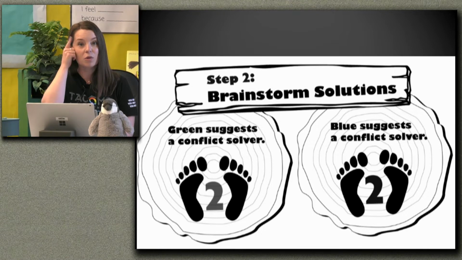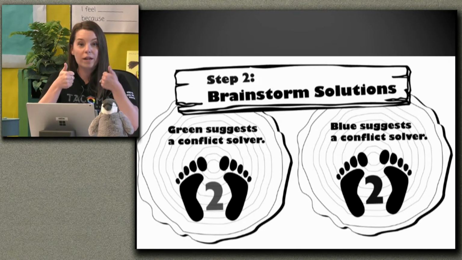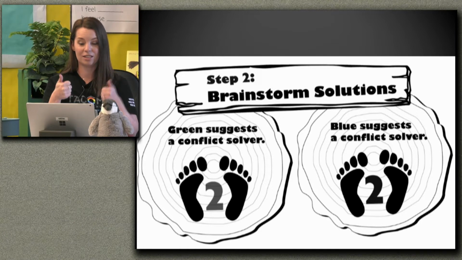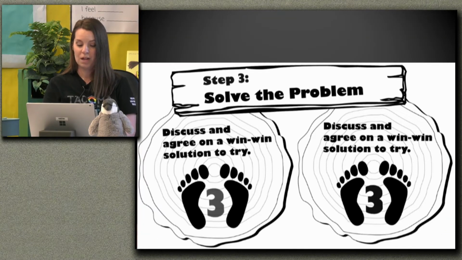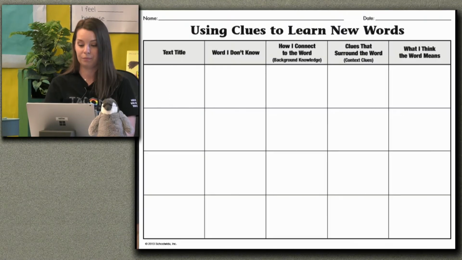Both people brainstorm, which means think of possible win-win solutions for this conflict. These are some of our win-win conflict solvers. Share, take turns, apologize are the ones that we've been talking about the most. Remember, if you find yourself in a conflict with someone and you can't think of a solution, definitely ask for help. Then both people have a conversation about what they thought would be a good win-win solution, and together they decide which one they're going to try.